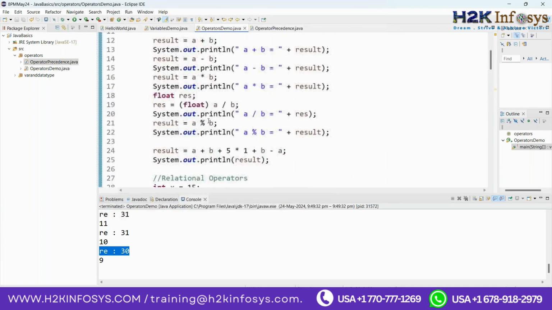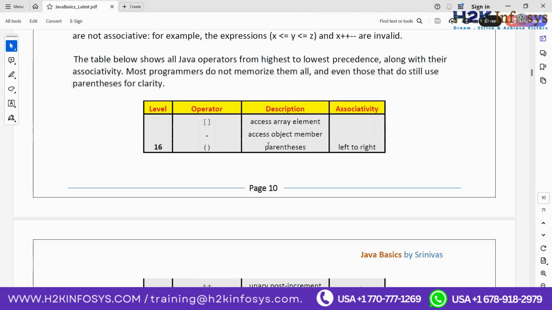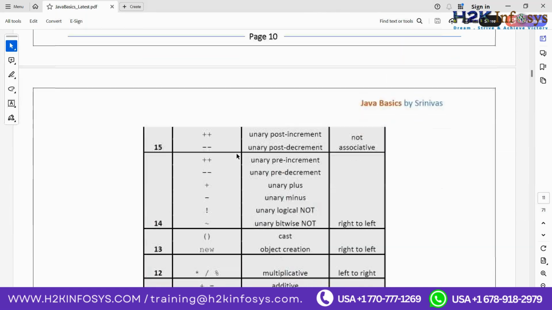Arithmetic operators, remember this? This is called the casting operator. It is also parentheses only. See, this is also parentheses, but don't confuse them, that parenthesis is different. This is casting and this is a normal expression. Okay, so anyhow we will see.